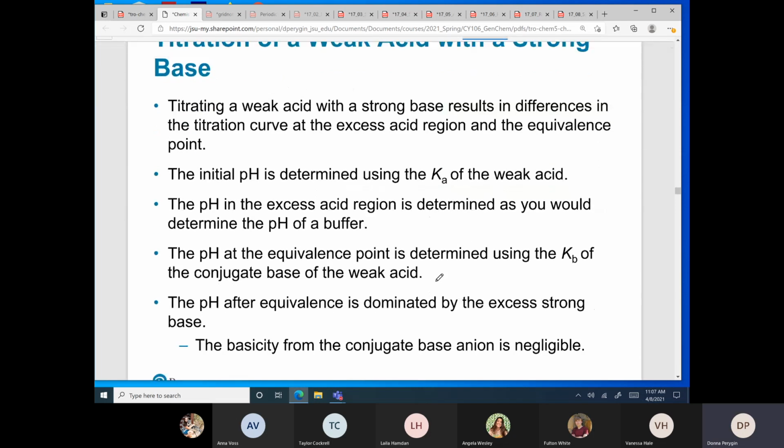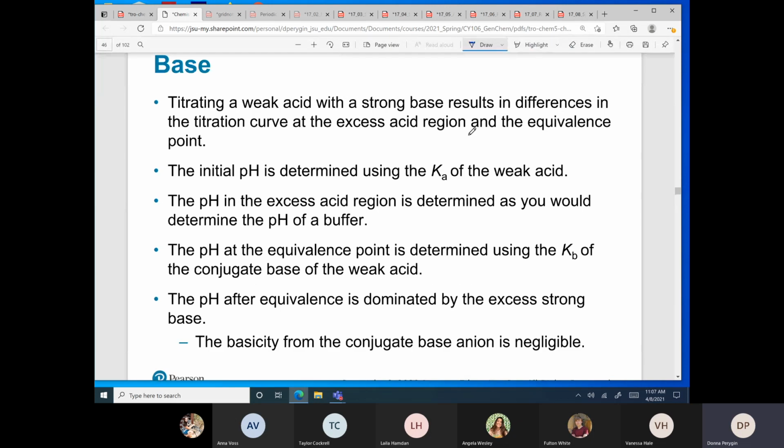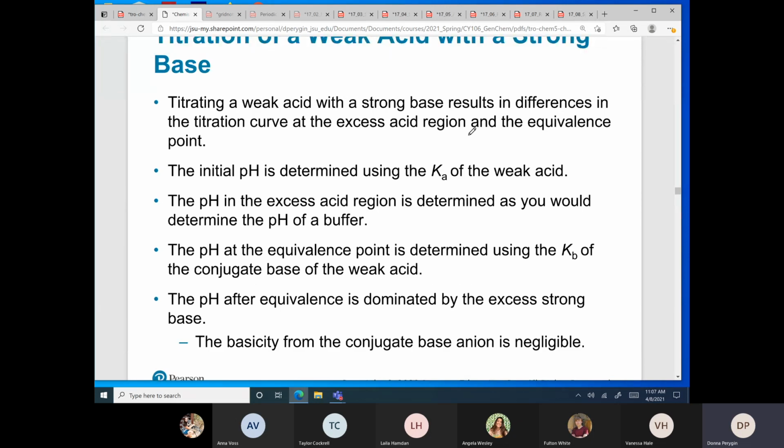So titrating a weak acid with a strong base results in differences in the titration curve, the excess acid region, and the equivalence point. Okay, let's back up a little bit. Titrating a strong base with a strong acid, you can just calculate how much of either acid or base you have left over. So we're going to look at some examples of that.